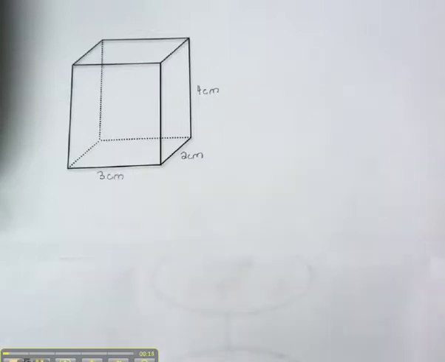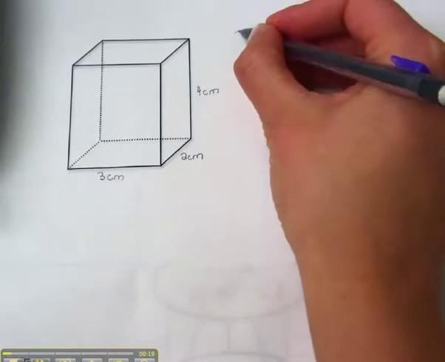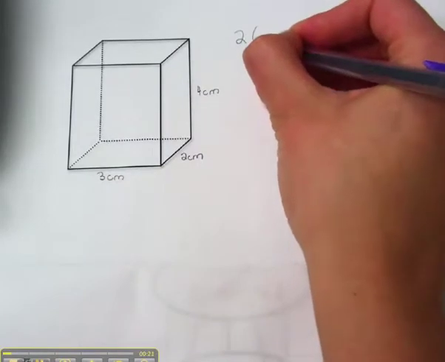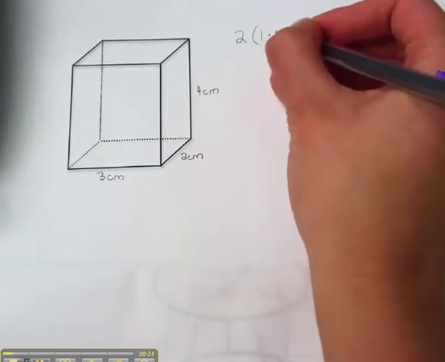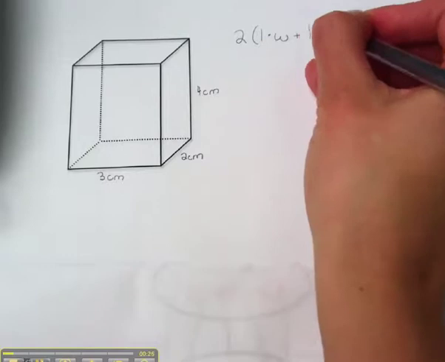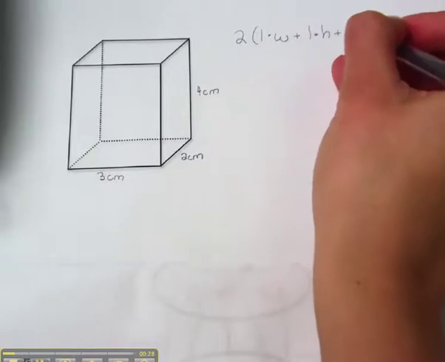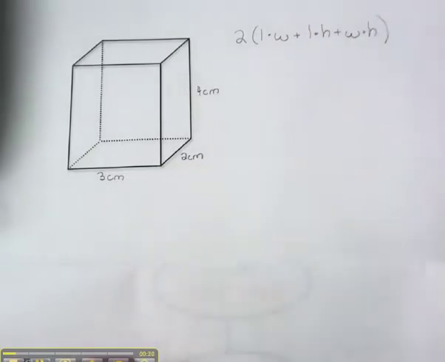Now I remember that my formula for solving for surface area on a rectangular prism is 2 times the quantity of length times width plus length times height plus width times height. So I've got my formula all laid out, and now all I have to do is plug in the numbers.